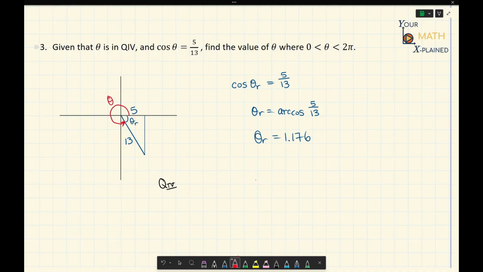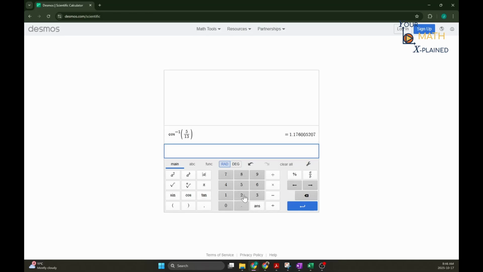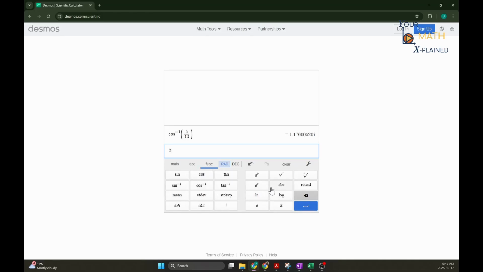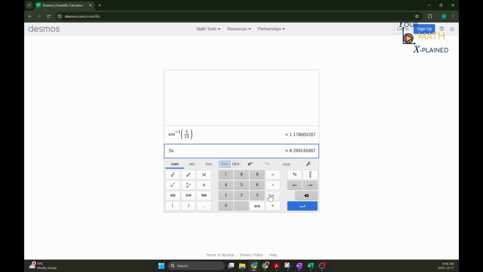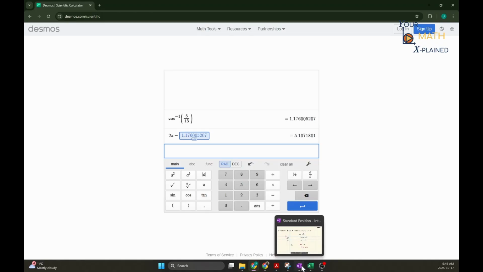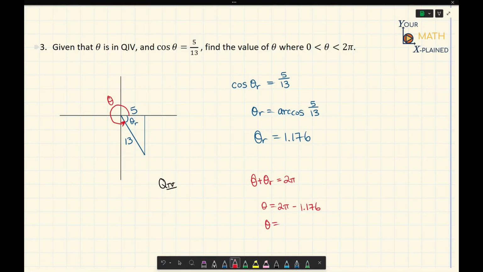But we know that our angle theta plus our reference angle is equal to one full rotation, which is 2 pi. So now we can go ahead and solve for our theta, which is equal to 2 pi minus our reference angle, which is 1.176. So then going back to our calculator and putting that in, that's going to be 2 pi minus our answer from above, and that is going to give us roughly 5.11. So our theta is equal to 5.11 radians.